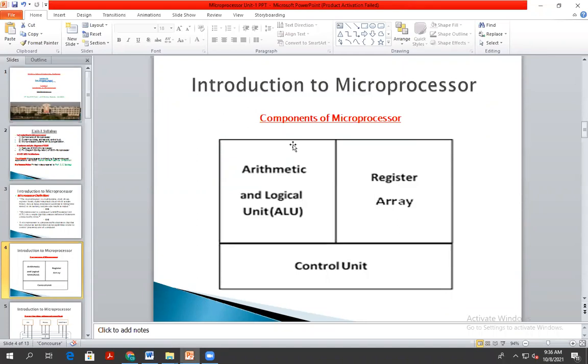So entire these blocks, the arithmetic and logic unit, register array, and that control unit, all these, we have to say, are the main components of the microprocessor chip. That is the microprocessor. So this is just for the introduction. Many components are coming later on.